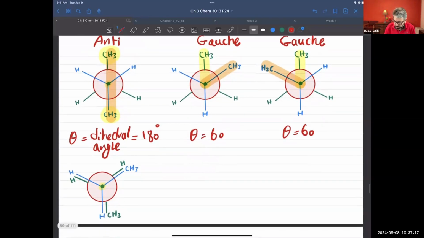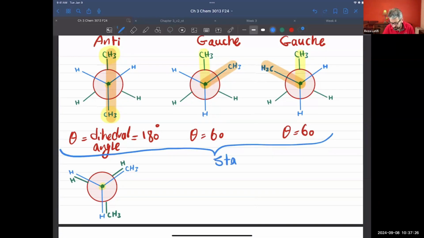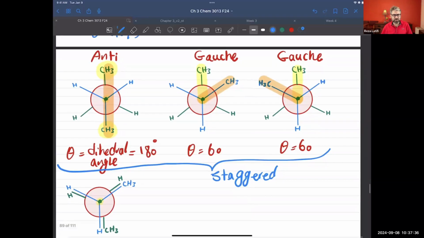Now, those three structures are staggered. And what's the meaning of staggered? Anytime your dihedral angle is bigger than 0, like 60 or 180, the system gets more stable. And the general term that we use for them, we could say staggered structures. Now, a staggered structure can be anti or gauche.